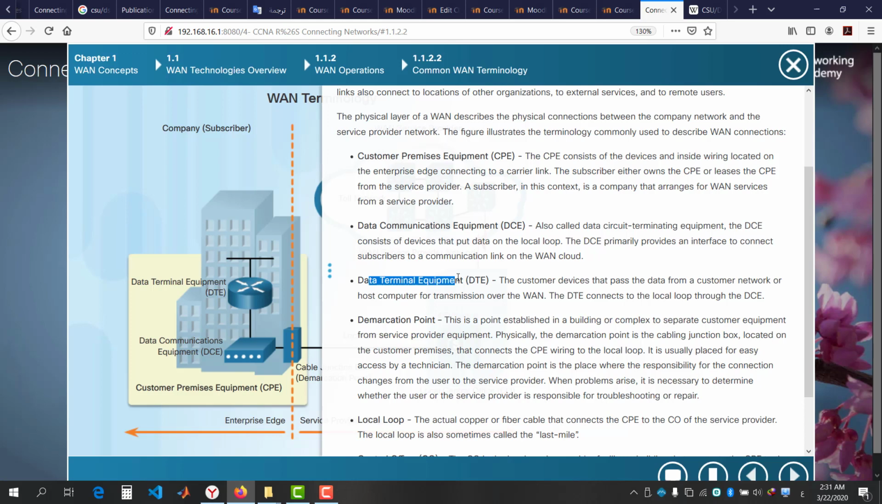Data terminal equipment, DTE, refers to the customer devices that pass the data from the customer network or the host computer for transmission over the WAN. The DTE connects to the local loop through the DCE.